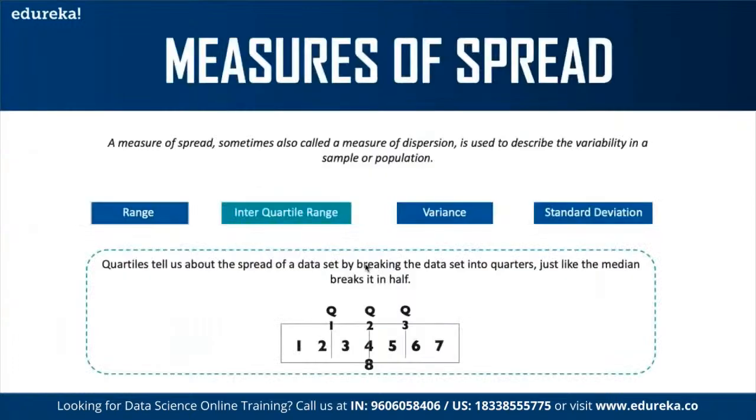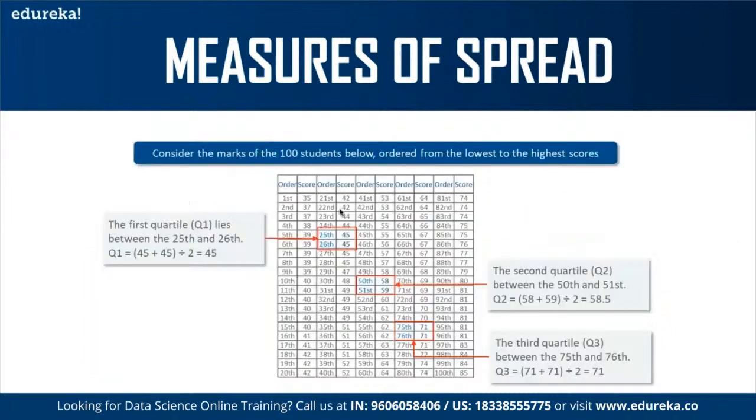And then in terms of the interquartile range, quartiles simply let us know the spread of data. That means how widely a given data is spread, right? So for doing that, we can simply divide the data into multiple quarters, just like we have median. Median simply divides it in half, whereas interquartile range divides the given data set into quarters. Now, as you can see here, we have the entire data set for 100 students here, right?